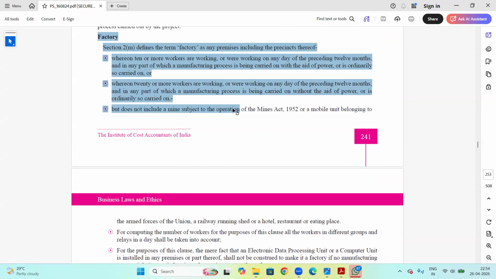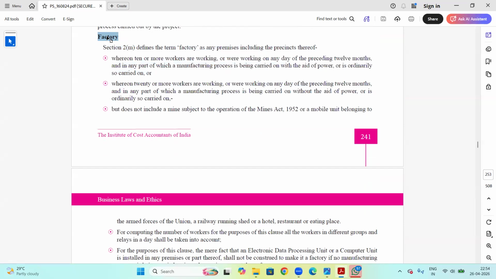This is perhaps one of the most important definitions. How do you identify whether the Factories Act is applicable? You check whether your establishment comes under the definition of factory. A factory means premises wherein 10 or more workers are working, or were working on any day in the preceding 12 months, and in any part of which a manufacturing process is being carried on with the aid of power, or 20 or more persons are working or were working on any day in the preceding 12 months, and in any part of which a manufacturing process is being carried on without the aid of power.